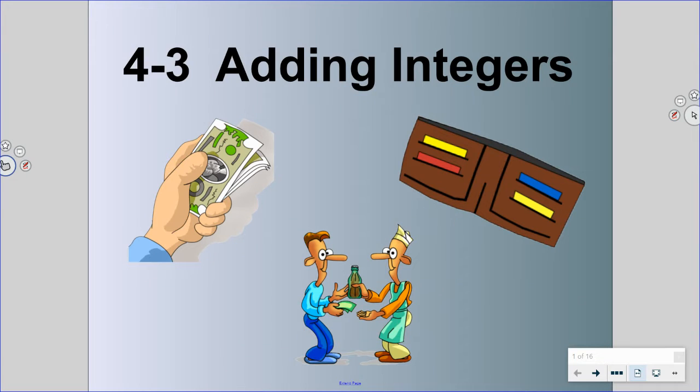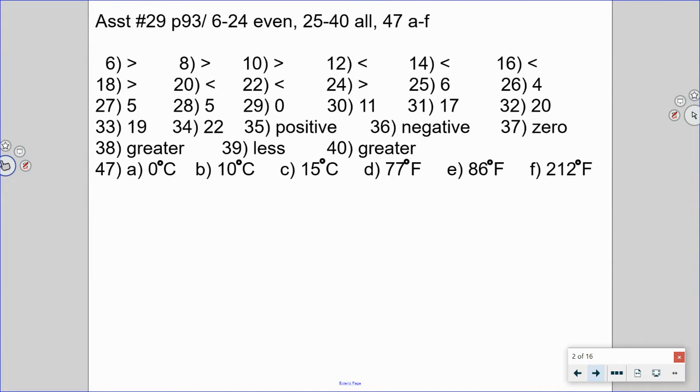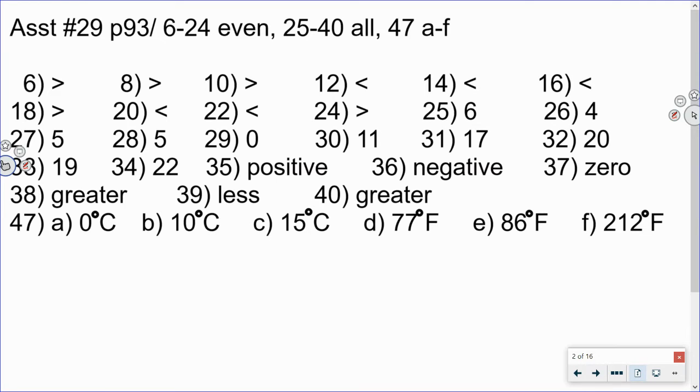We're going to go ahead and do lesson 4.3, adding integers. Let's first go ahead and take a look at our homework. This is assignment number 29, page 93. Go ahead and pause for a moment. Come on back when you're ready.